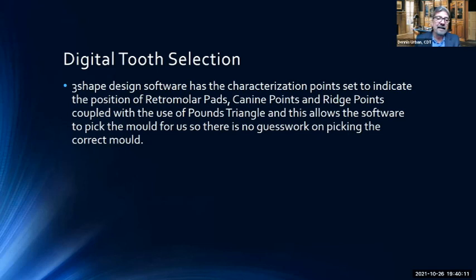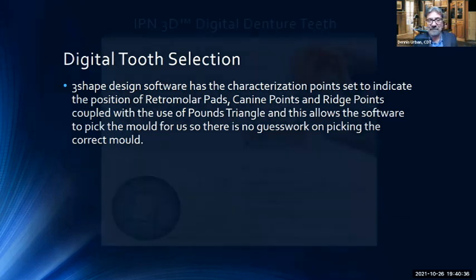As far as the digital tooth selection, the 3Shape design software has characterization points to set and to indicate the position of the retromolar pads, canine points, and ridge points. And this, coupled with the use of Pound's triangle, allows the software to pick the mold first, so there's no guesswork on picking the correct mold, which is great. So we've come a long way with picking out denture teeth, but still sometimes I'm not too happy with the mold that's picked, and I'll pick it myself.